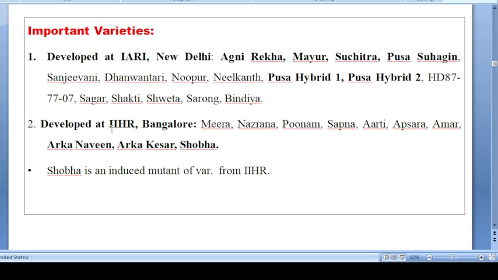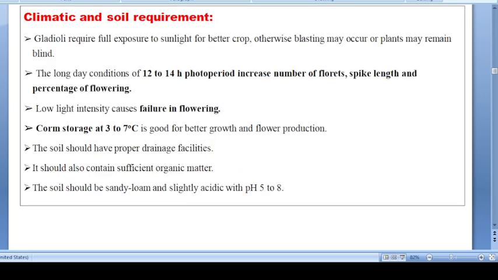One commonly asked question under these varieties is: Shobha is a mutant variety of which flower crop? Or, Shobha is a variety of which flower crop? Or, mention the mutant variety in the Gladiolus crop. Like that they may ask. So in Gladiolus and tuberose you have to concentrate on varieties released from major institutions like IIHR: Meera, Nazrana, Kesar, Navin, Apsara, Amar. There are many varieties under IIHR. And Shobha is the mutant variety of Gladiolus. That is also very, very important.